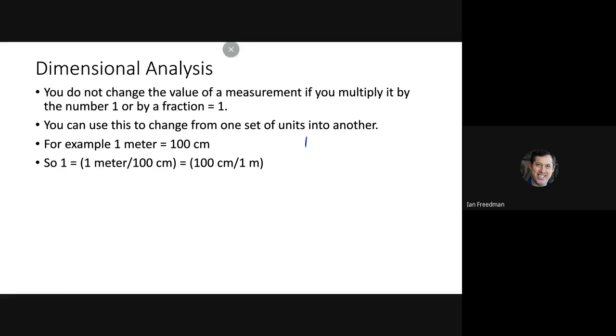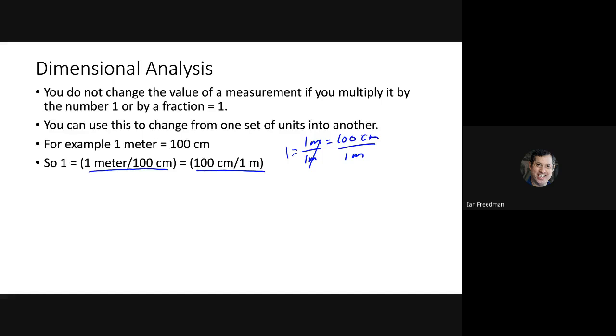Now, if you have 1 meter equal to 100 centimeters, and we divide both sides by 1 meter, for example, 1 meter divided by 1 meter is equal to 1. So 1 is equal to 100 centimeters over 1 meter. And you can do this the other way around too, and you can say 1 is equal to 1 meter over 100 centimeters. Now, you're not always going to want to use them in the same situation, but they are both fractions that are equal to 1 because the top is equal to the bottom. Even though the units are different and the numbers are different, we know that the size of the measurement, 1 meter, is the same as the size of a 100 centimeter measurement.